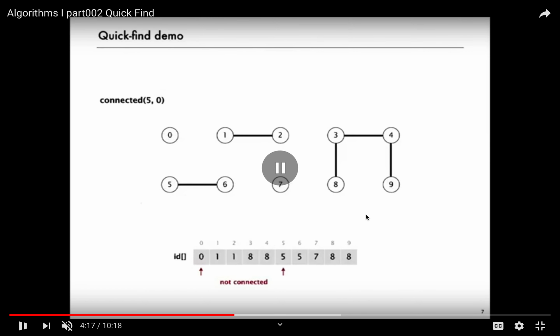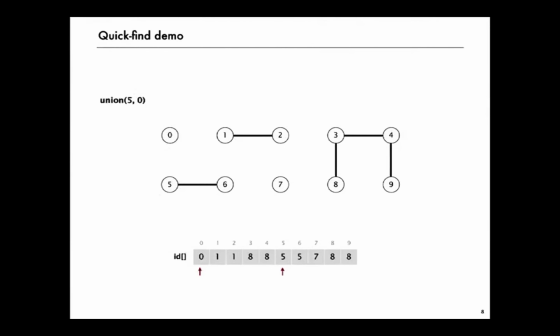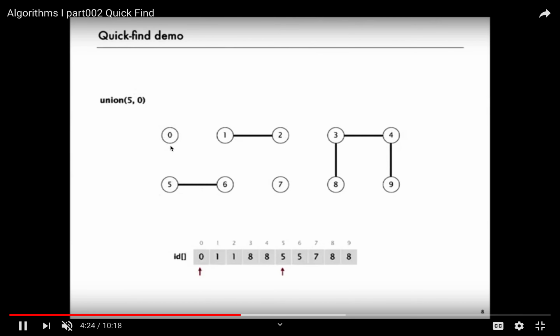Connected 5, 0. Now we can see 5 and 0 are not connected. 0's ID is 0, 5's ID is 5. So 5 and 0 are not connected. From the diagram also we can see this depicted. 5 is here, 0 is here, they are not connected. Union 5, 0. So now 5 and 0 are connected.